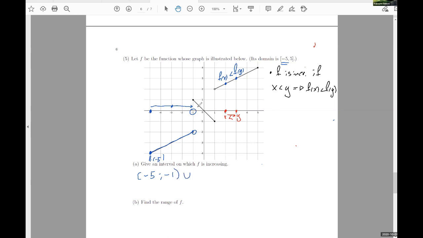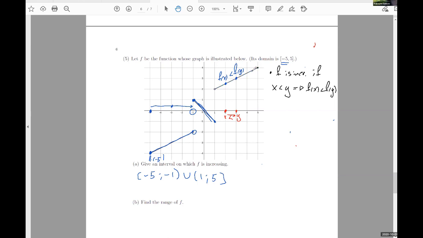If you continue tracking this point, you can see between f of negative 1 and f of 1, your function is going to decrease. So when you move to the right, your slope is actually negative. But from 1 to 5, it's again going to be positive.